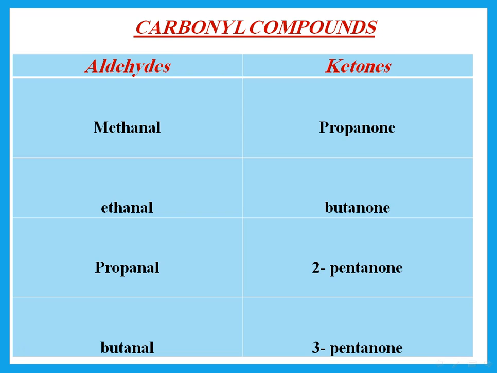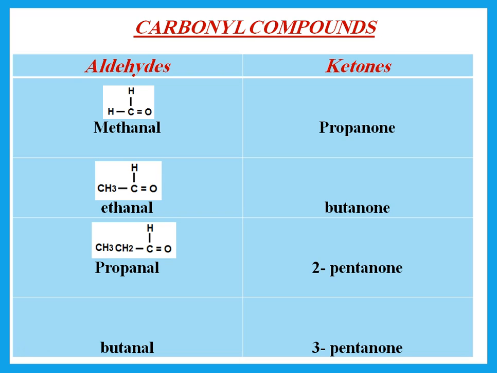These are carbonyl compounds. If we're trying to name them, all the names of aldehydes end with -al, like the one that has one carbon, that's methanal, ethanal, propanal, butanal. The functional group, of course, is always at the end, and it is a C, single bond H, double bond O. So these are aldehydes.